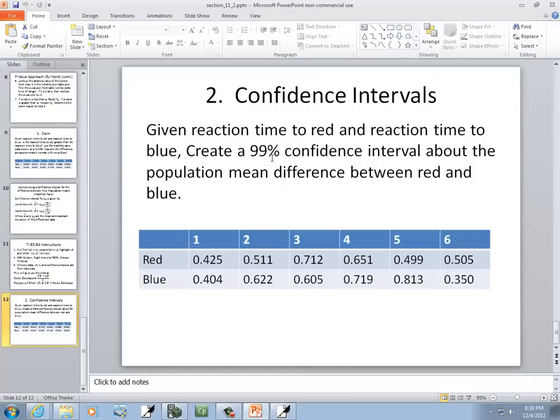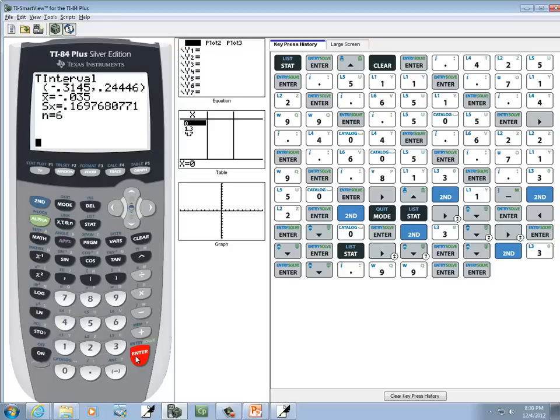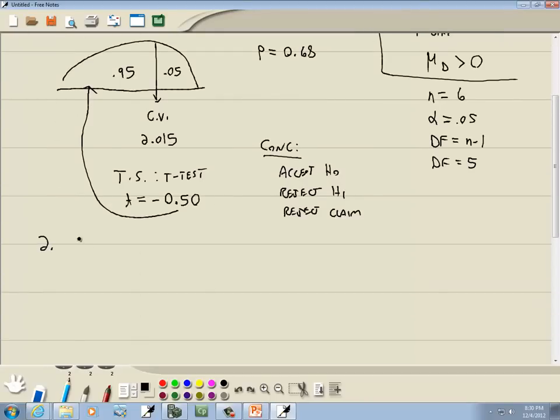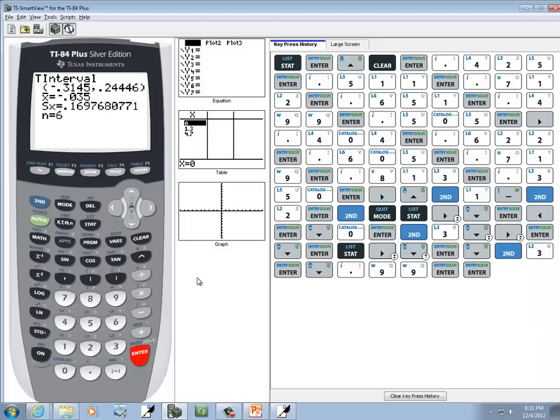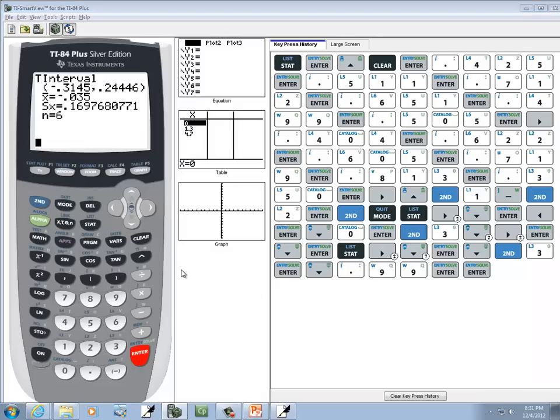Our second example here uses the same data. It says construct a 99% confidence interval. We're going to put in 0.99. And then we'll choose calculate. And let me write this down. So a 99% confidence interval is going to be negative 0.3145 and, I'll take this to four decimal places, 0.2445. So we're 99% confident that the true value of the differences between the red and the blue fall somewhere in this range. So that's how you'd interpret that. And that's how you use technology to work with matched pairs.